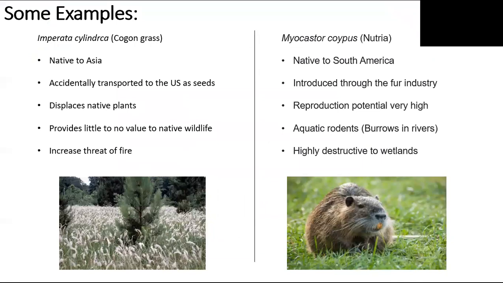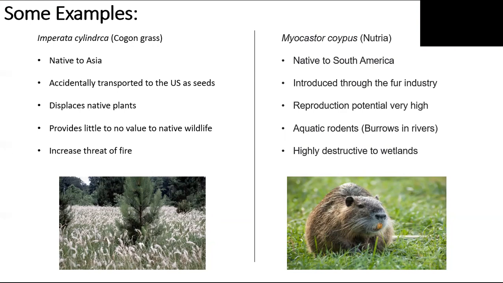So now I just wanted to give you some examples of 4 main categories of invasives, and the first being, of course, a plant, the Imperator cylindrica or Cogon grass, which was native to Asia and was accidentally transported to the US as seeds. So the seeds were in the transport materials. But now, of course, it's all over the South and it displaces native plants, it outcompetes native grasses. But also, it doesn't provide any value to native wildlife and increases the threat of fire in these areas. So it can change the fire regime.